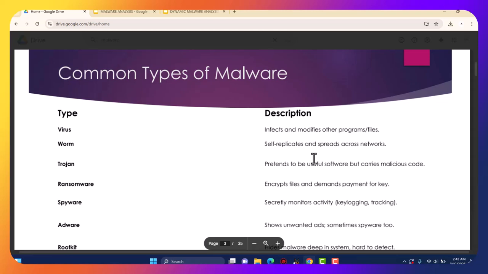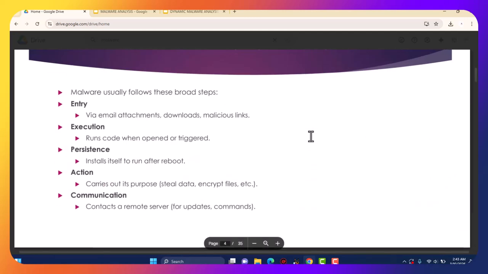We say we have different types of malware like virus, worm, trojan, ransomware, spyware, adware, and even rootkit. These are different aspects of malware that we can look into. When you get your materials, you can read through them. Are we following? Our major goal is the practical aspect of it. That is what we want to do.